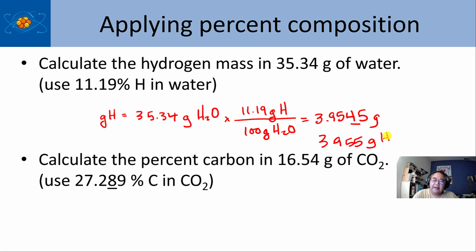So why don't you go ahead and try to calculate the percent carbon, or sorry, the mass of carbon in 16.54 grams of carbon dioxide. Make sure when you do it, you write all the units out and use dimensional analysis so you know that you're canceling out the right things. And go ahead and pause.